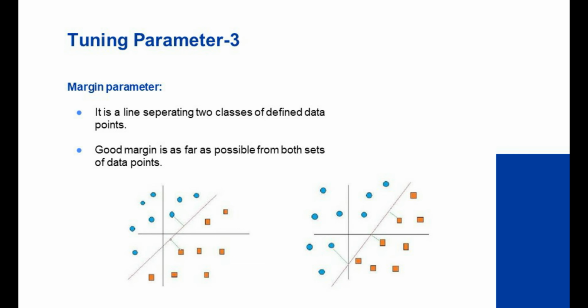The third tuning parameter is the margin parameter. All SVMs try to achieve a good margin. Margin is a line separating two classes of defined data points. A good margin is as far as possible from both sets of data points. Thus, it makes sense that the margin be equidistant from both sets of points, as shown in the figure.